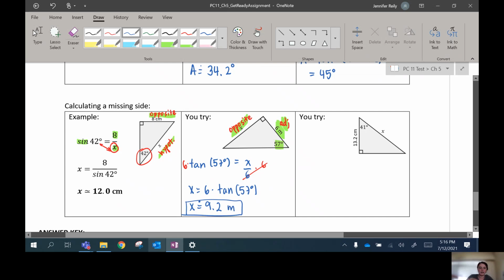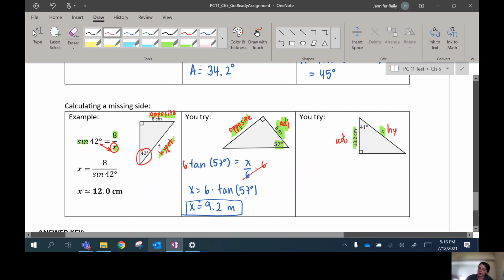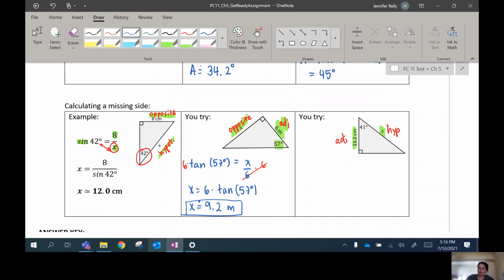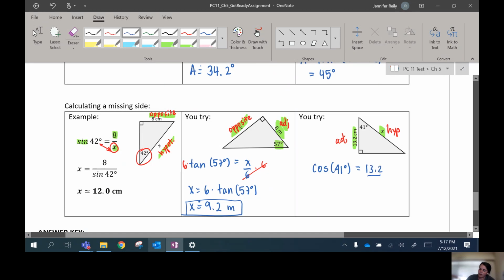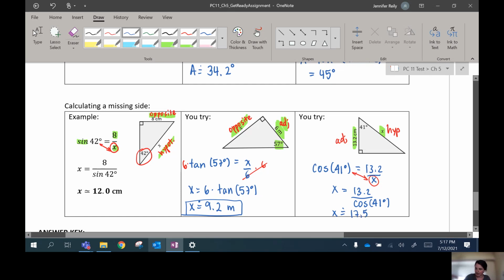Okay, and last one. This one we're going to be using the cosine ratio because we have the adjacent side and we've got the hypotenuse. So cosine of the angle is adjacent, so 13.2 over the hypotenuse. And this is the one where we have to use that cross multiply trick because the variable's in the denominator. So I switch places. I type in my calculator 13.2 divided by cosine of 41 degrees, and I get approximately 17.5 centimeters.